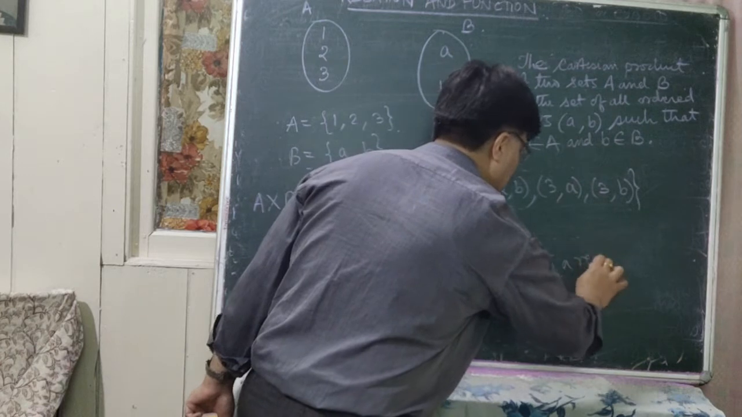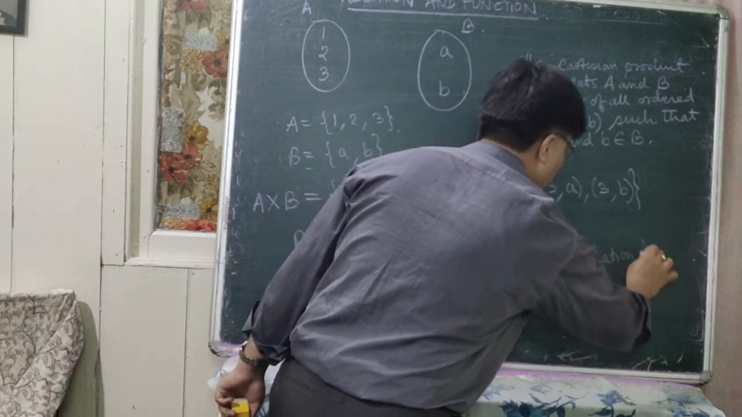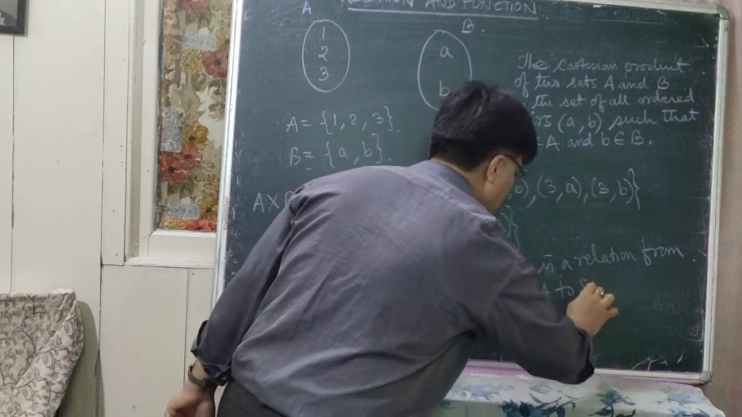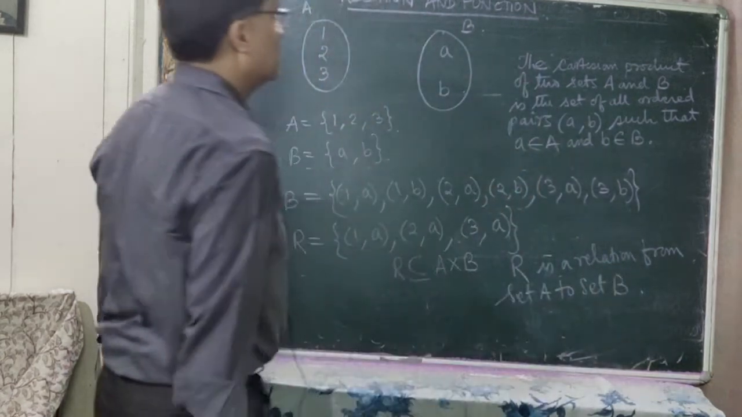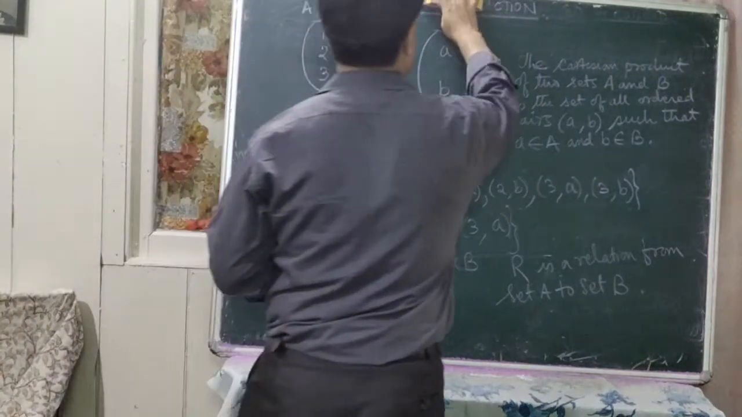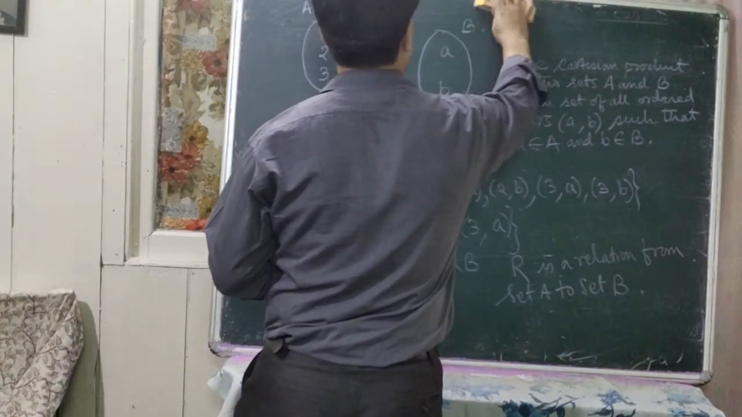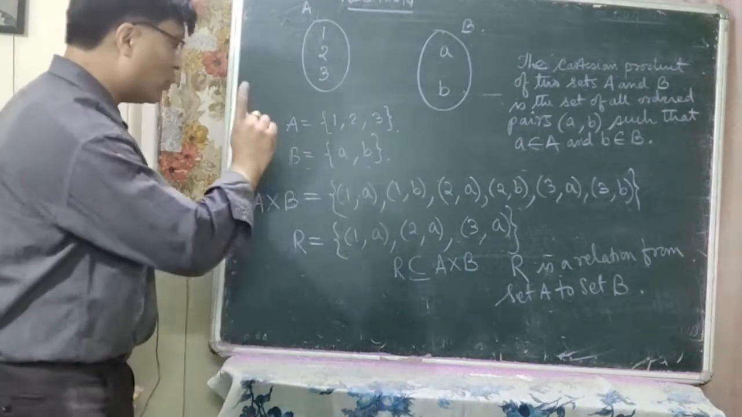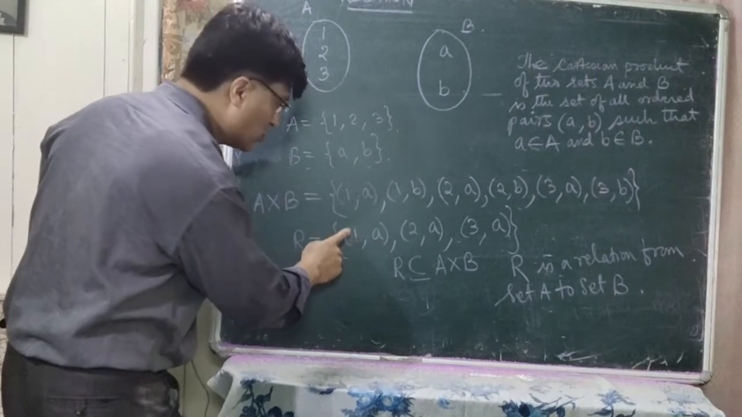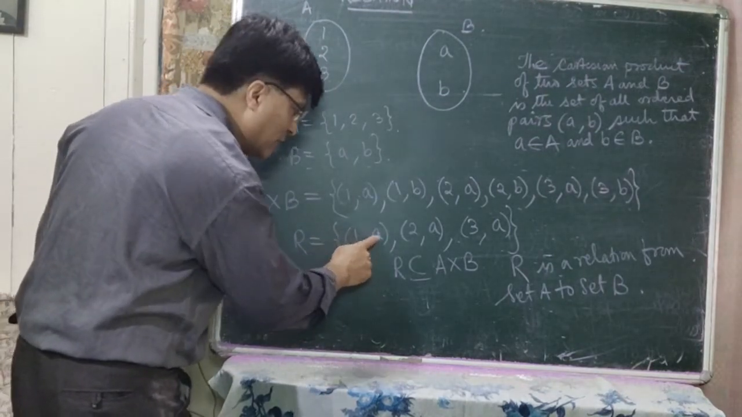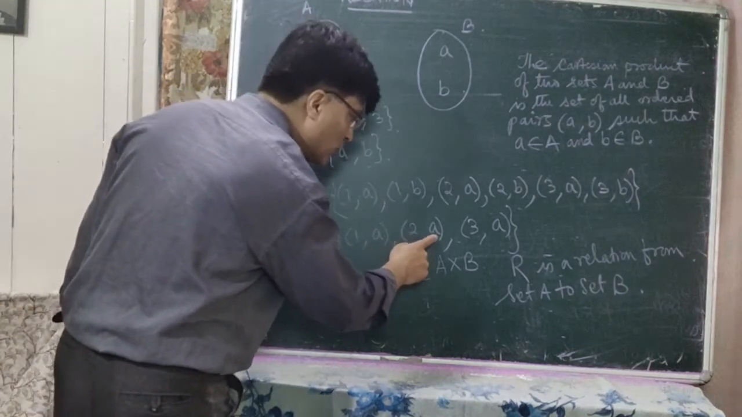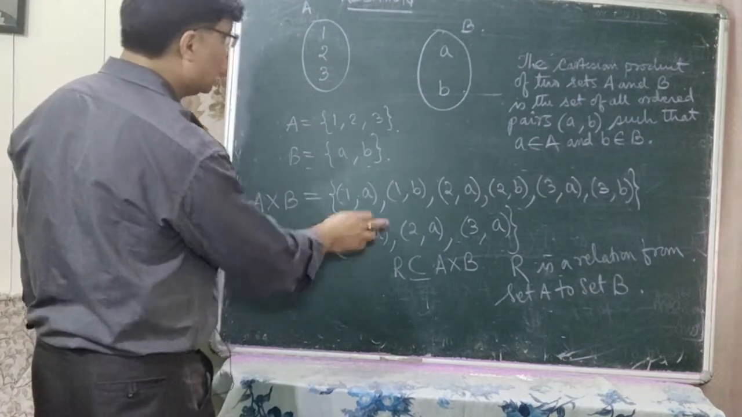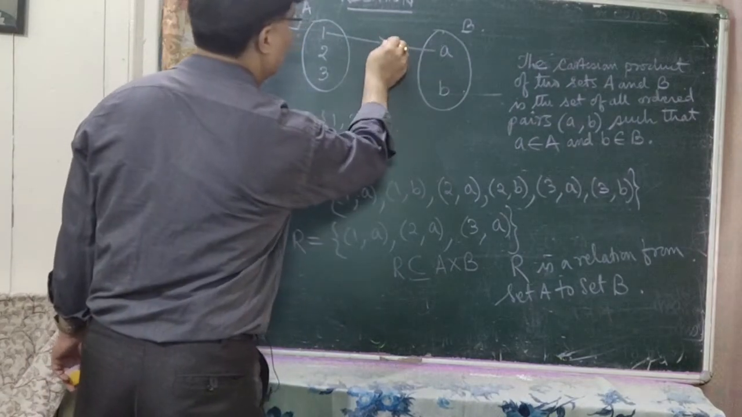R is a relation from set A to set B. So now we are only talking about relation, not function, right? Only we'll discuss relation today. Is that clear? So now what is the relation here? 1 comma a. That is 1 comma a. It means 1 is in relation with a, 2 is in relation with a, 3 is in relation with a. So 1 is in relation with a.